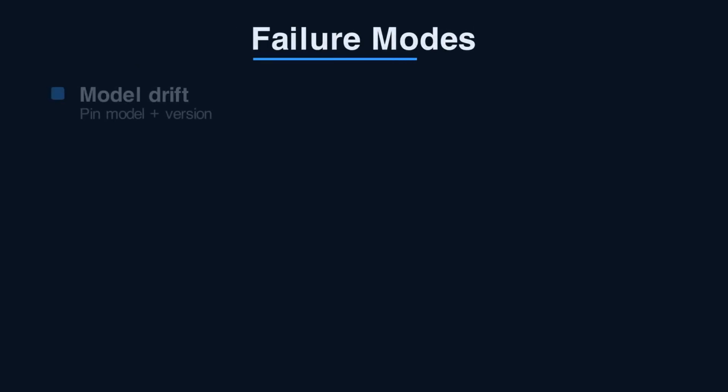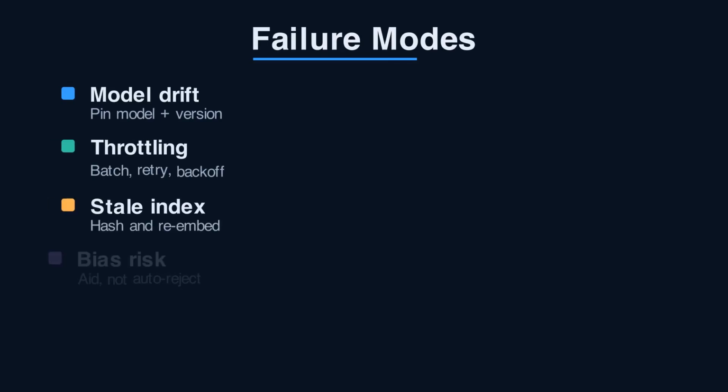Where does this break? First, dimension and model drift. If you re-embed with a different model than the index was built on, similarity scores become garbage. Pin the embedding model and version. Second, throttling. Azure OpenAI enforces tokens-per-minute limits, so batch and add retry with backoff during bulk ingestion. Third, stale data. Resumes change, so wire a content hash and reindex on update.